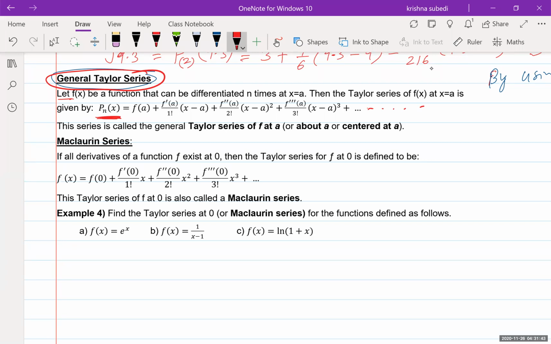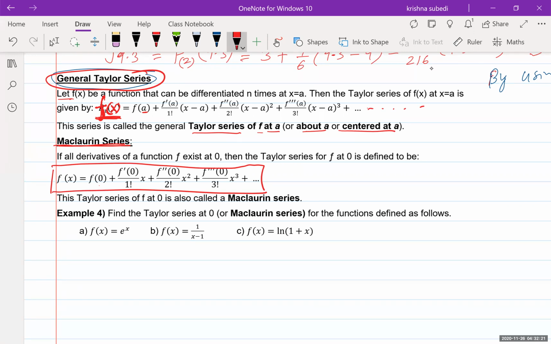So this series is called the general Taylor series of f at a, or about a, or centered at a. I'll write f of x here instead of p because we are talking about the series. Now, later, Maclaurin is another mathematician. What he did is he substituted the value of a equal to 0, okay? So in all, a equal to 0, and he came up with this special type of Taylor series.